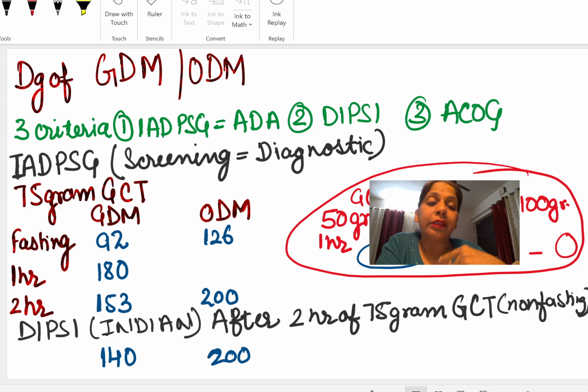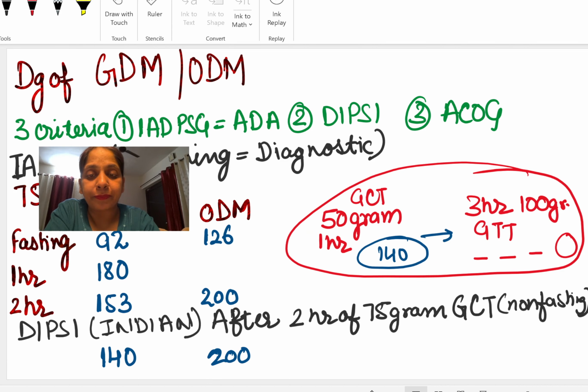First time when they come for the first antenatal visit, and second again at 24 to 28 weeks. And here we are doing it non-fasting, and we give the mother 75 gram glucose to drink, and we take only one value after 2 hours. Okay, so it says if it is more than 140, then it is gestational diabetes mellitus, and if this value is more than 200, it is overt diabetes mellitus. This was the DIPSI criteria.